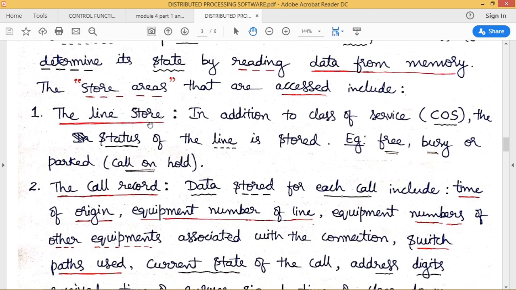Let us first deal with the line store. Basically this line store has details or data about the line terminations, what class of service is available with the end user, and what the status of the line is, whether the line is busy or free, or whether it is parked. Parked means call on hold. So if the call is on hold, we cannot make a call to that particular person, that is the called person.